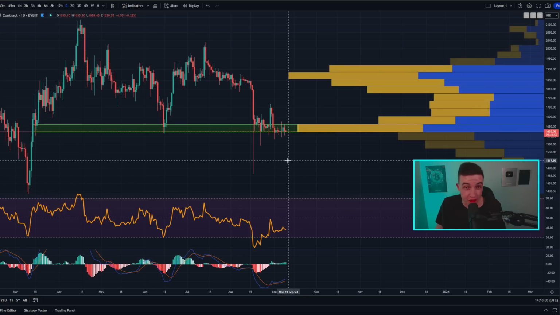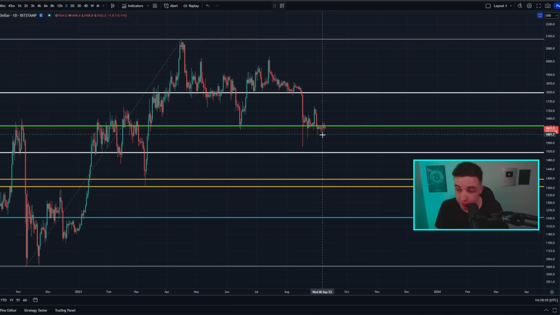And as for other support levels to the downside, in case 1620 actually breaks, then in that case, looking at the Fibonacci retracement tool, we still have the 50% retracement level sitting at around 1510 to 1520. And below that level, in more of a bearish scenario, we have the important golden pocket area of support sitting in between around 1360 to 1.4k.